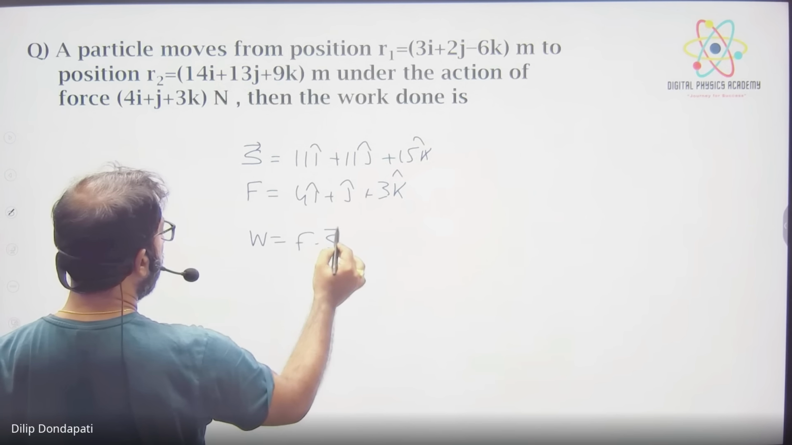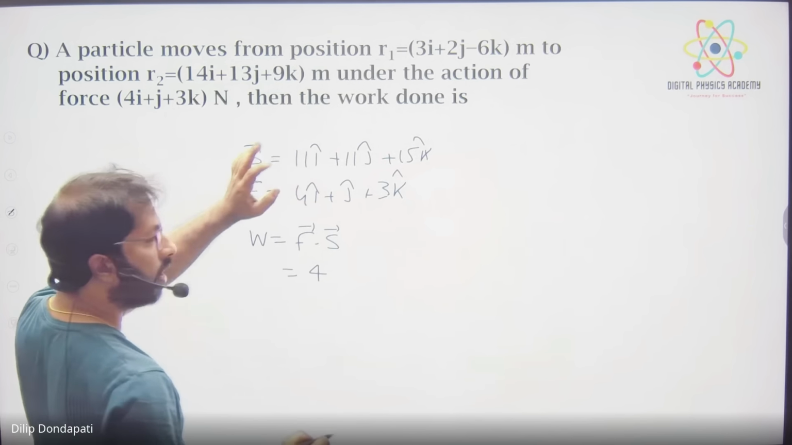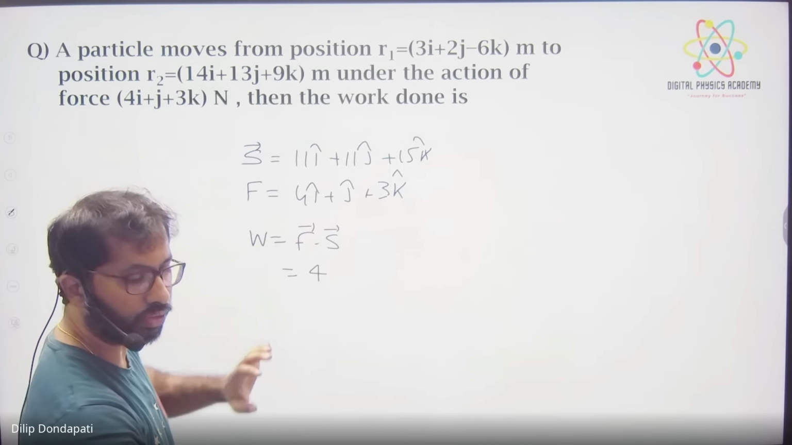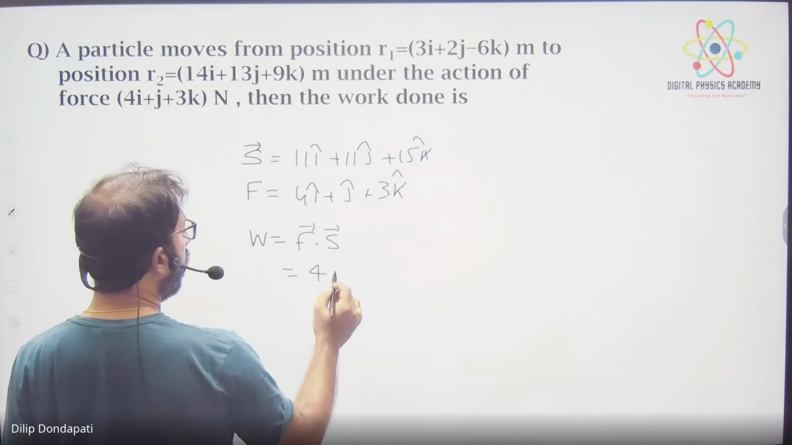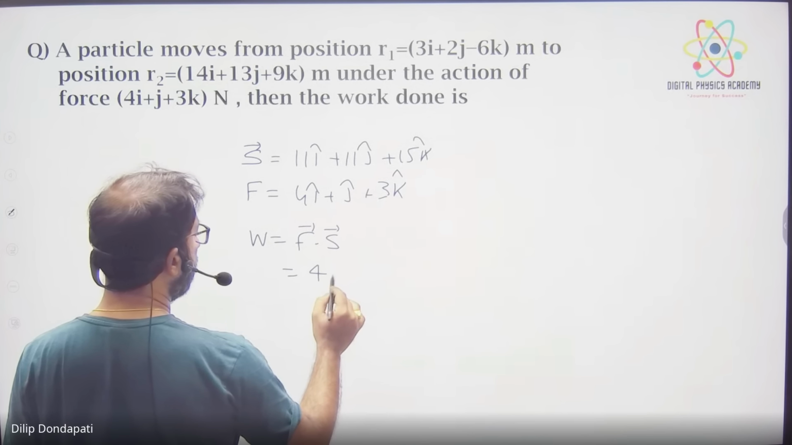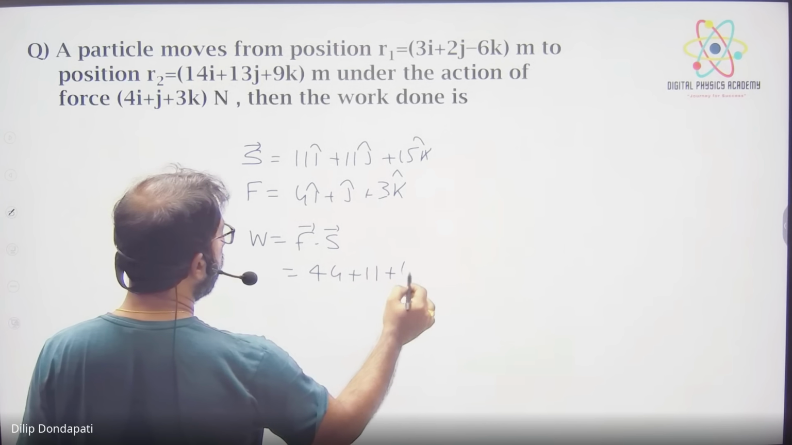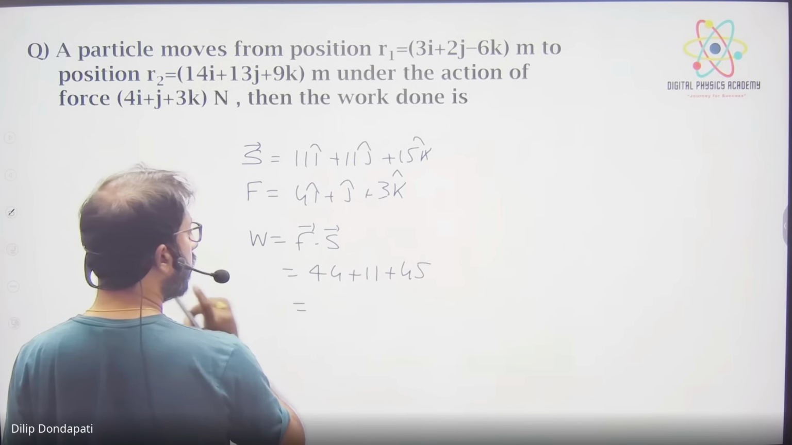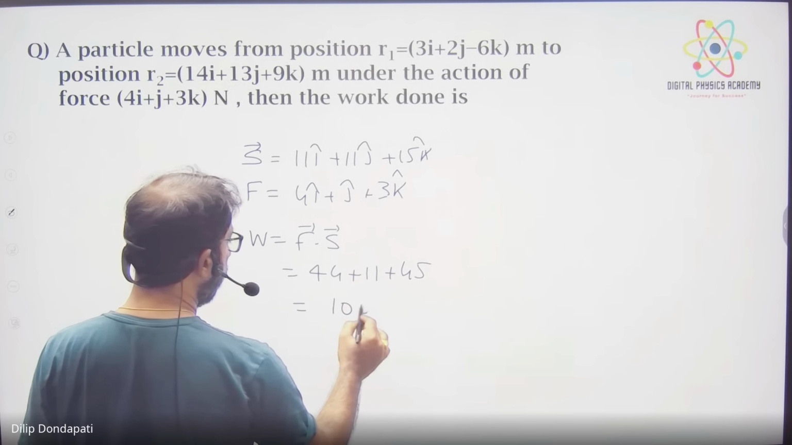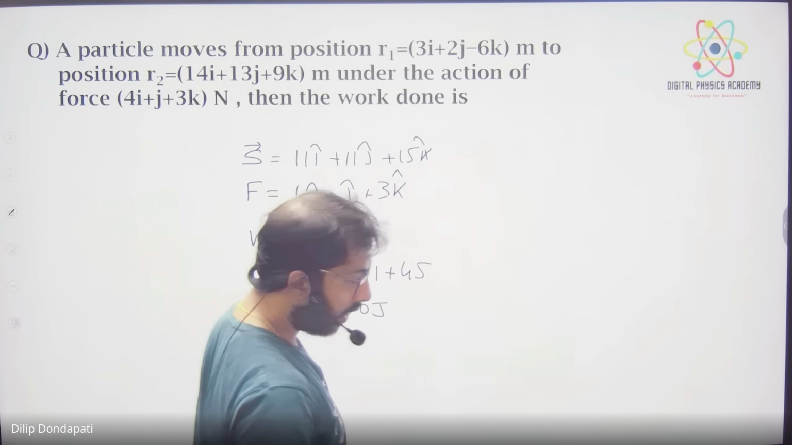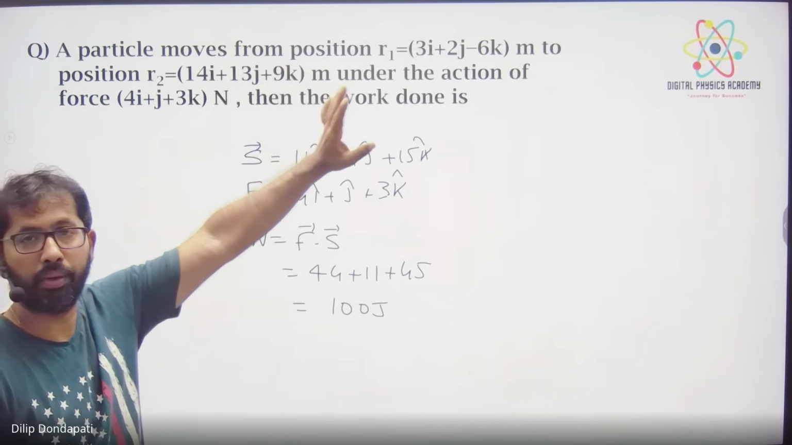Do the dot product, how much will it come? 44, because I dot I is 1, right? They're in Cartesian form. In Cartesian form you always have to multiply I dot I. There is no answer for I cap j cap. So 44 plus 11 plus 45. How much? 45, 55, 60, 100. 100 joules. So 100 joules of work is done by this force when the particle went from here to here.